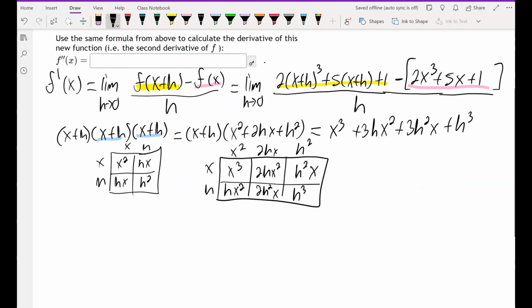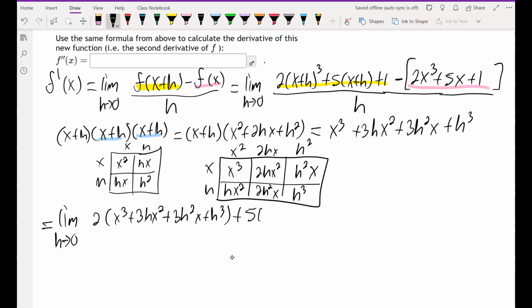Okay, and so now we're going to replace that in the limit. So the derivative is the limit as h goes to 0 of 2 times x cubed plus 3hx squared plus 3h squared x plus h cubed, plus, and then we could distribute the 5 as well. So 5x plus 5h plus 1. Okay, so just in case you were wondering, we distribute this 5 to get those numbers.